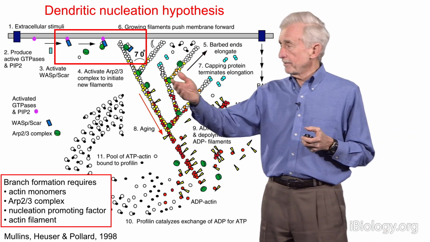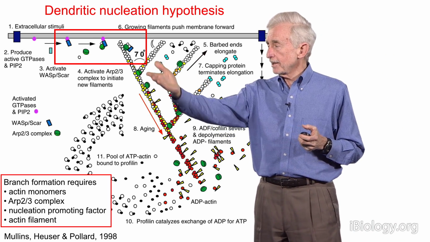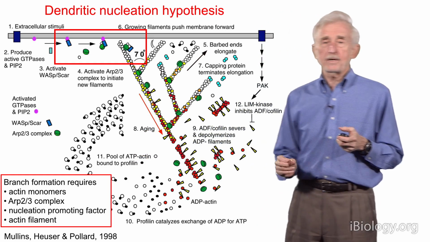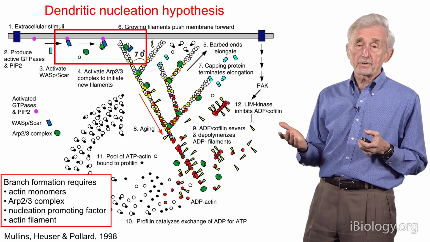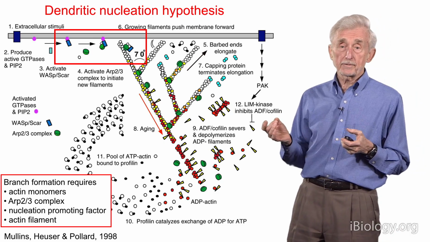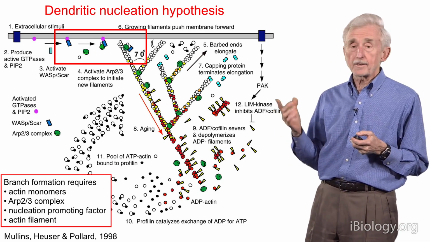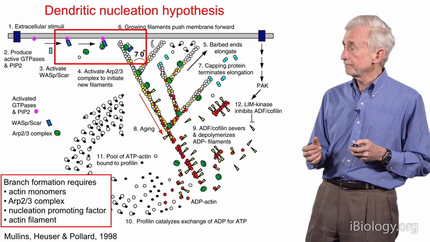Now let me speak briefly about the formation of branches. The branch formation requires actin monomers. It requires the ARP2/3 complex. It requires a nucleation promoting factor like WASP or SCAR and a pre-existing actin filament.